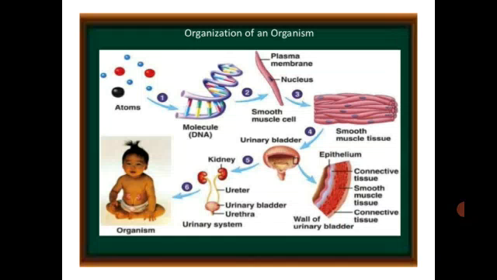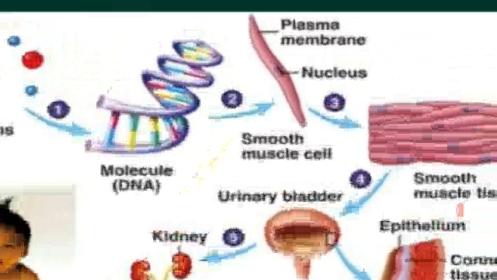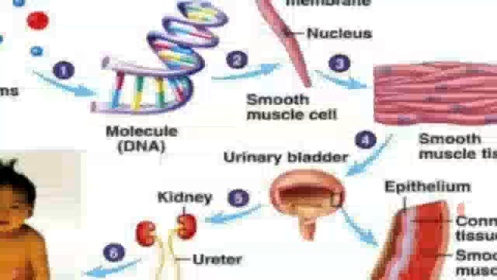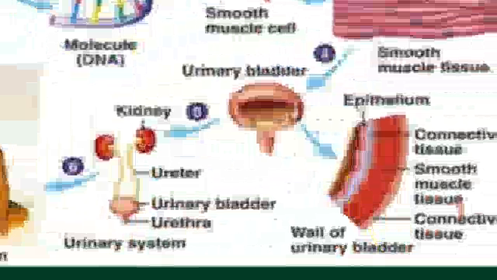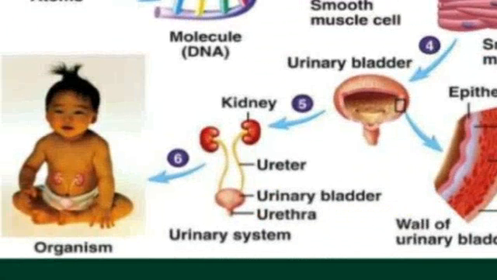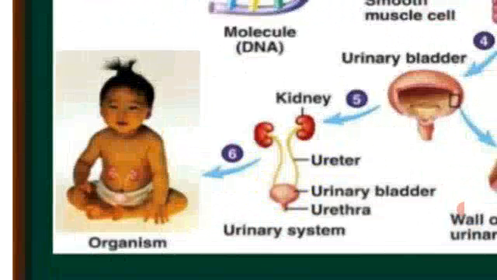In this picture you may see an atom, and different types of atoms make a molecule of DNA. You may see the helical structure of DNA, and this DNA, the hereditary material, makes smooth muscle cells, and then these muscle cells make muscle tissues, and then these muscle tissues make the urinary bladder. The urinary bladder consists of epithelium, connective tissues, smooth muscle tissues and a wall. Then this urinary bladder is part of the urinary system, that is kidney, ureter, urinary bladder, urethra, and hence this urinary system makes a baby, or you may say an organism.